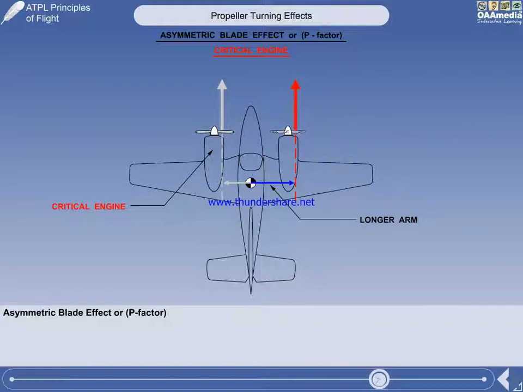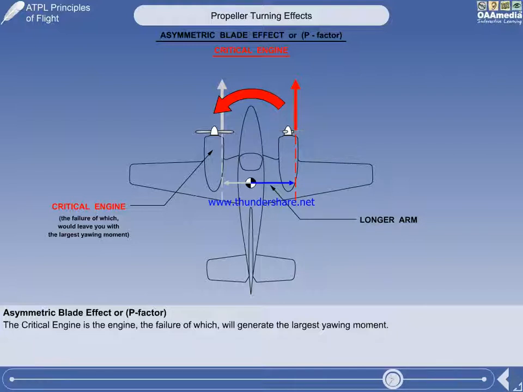In this case, the left engine is called the critical engine. The critical engine is the engine, the failure of which will generate the largest yawing moment.